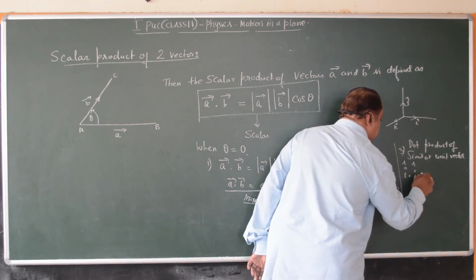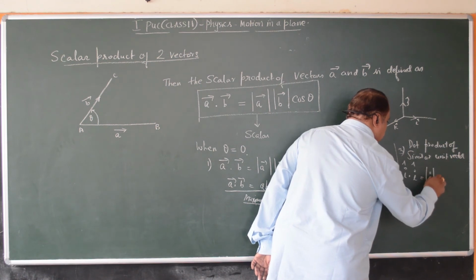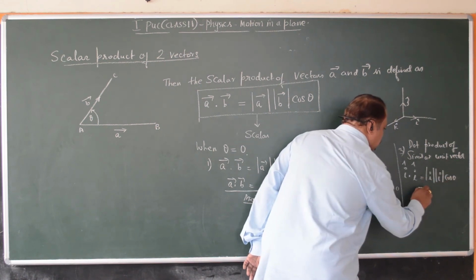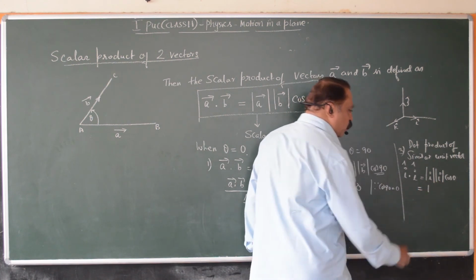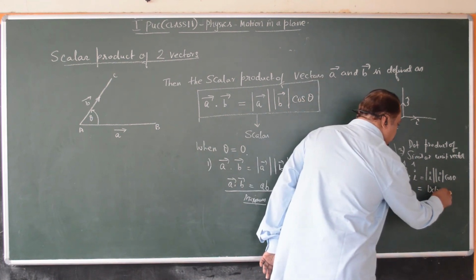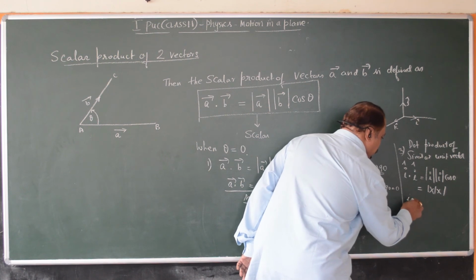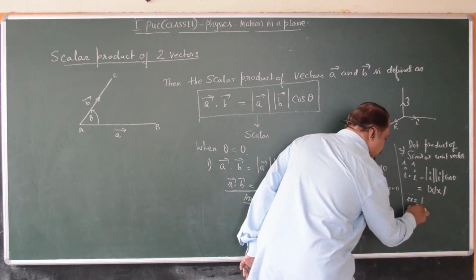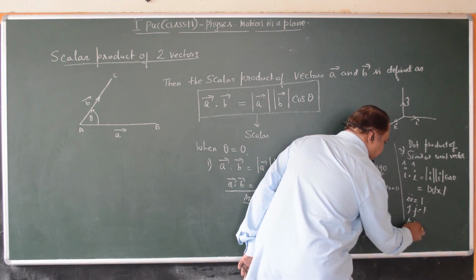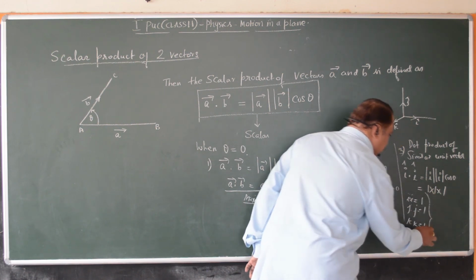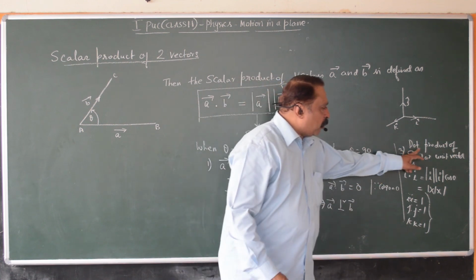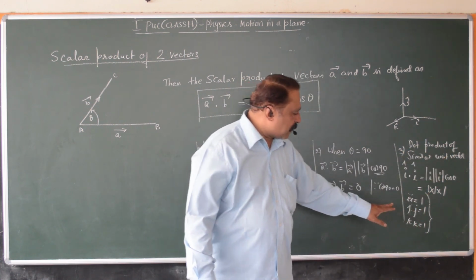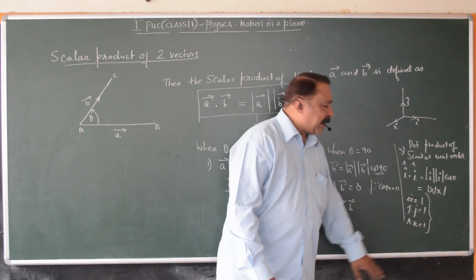i dot i is magnitude of vector i, again magnitude of vector i into cos 0. A unit vector has magnitude 1, so 1 into 1, and cos 0 is 1. Therefore, i dot i equals 1. Similarly, j dot j equals 1, and k dot k is also 1. So you should remember these values. The dot product of two similar unit vectors is 1. i dot i equals 1, j dot j equals 1, k dot k equals 1.